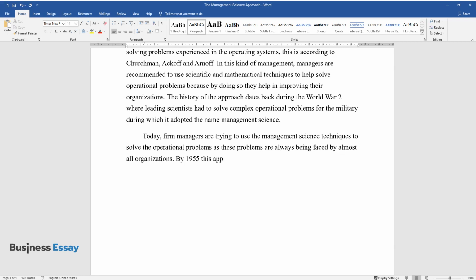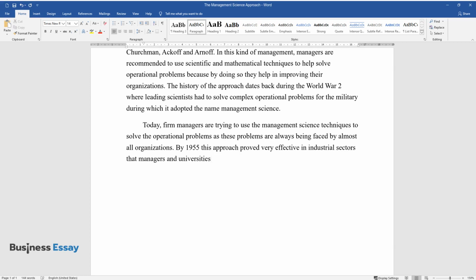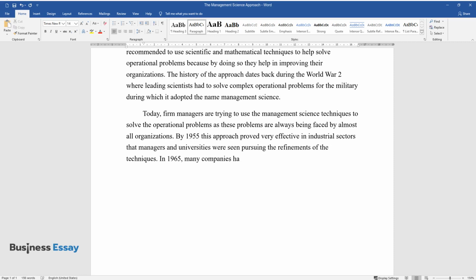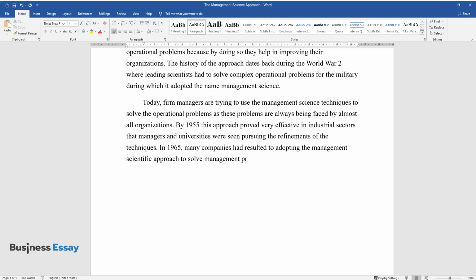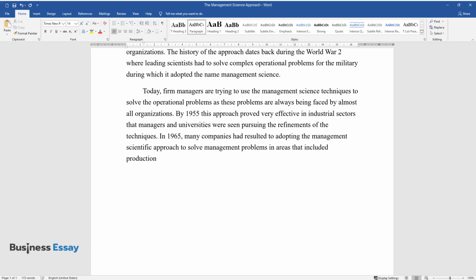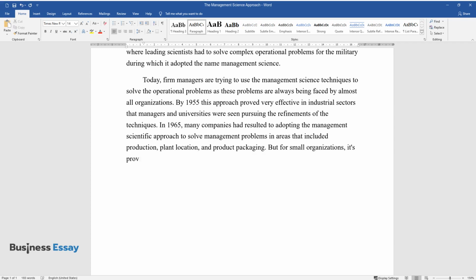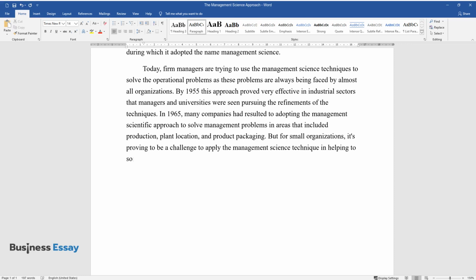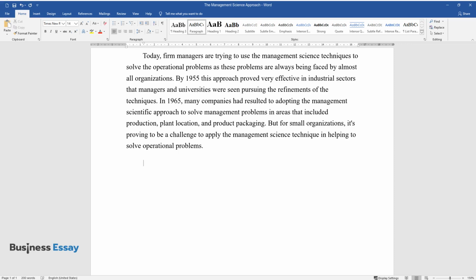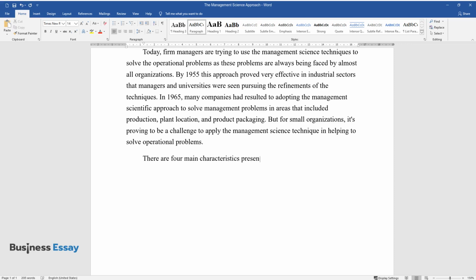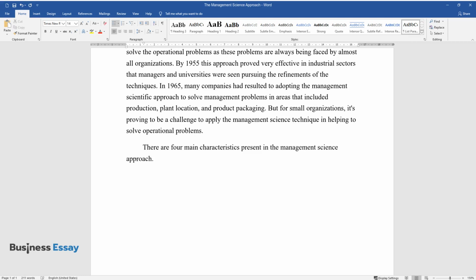By 1955, this approach proved very effective in industrial sectors, and managers and universities were seen pursuing refinements of the techniques. In 1965, many companies had resorted to adopting the management scientific approach to solve management problems in areas that included production, plant location, and product packaging. But for small organizations, it's proving to be a challenge to apply the management science technique in helping to solve operational problems. There are 4 main characteristics present in the management science approach.